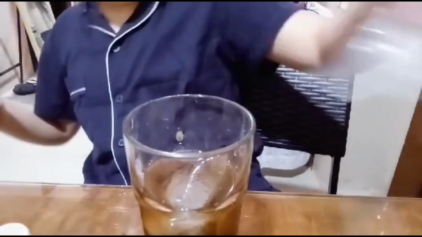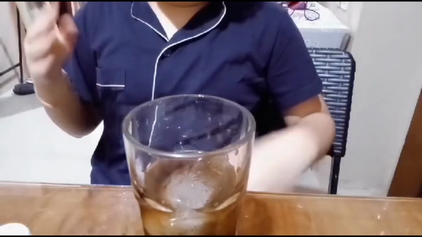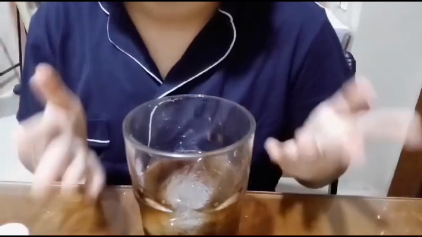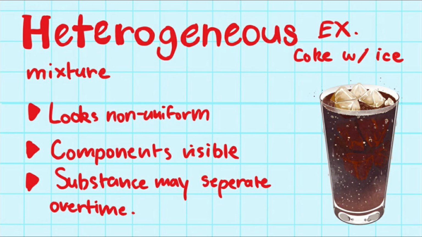For my second example, I will be using cola and ice. When you put ice on cola, you can clearly see the materials. The solid is ice and the liquid is cola. The mixture is non-uniform because it does not look the same throughout, which makes it heterogeneous. And yes, you can clearly see the ice and the cola separately.